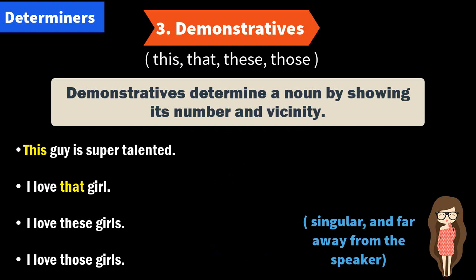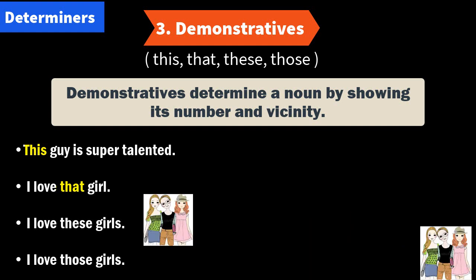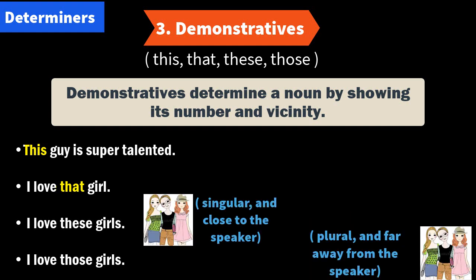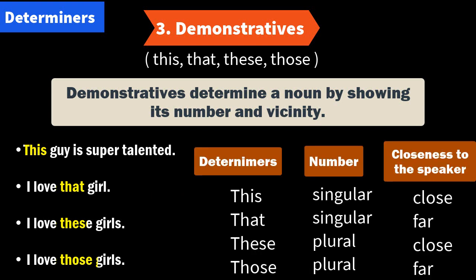One in number, but quite far away from the speaker, that girl. So this and that are working as determiners, right? I can say I love these girls, I love those girls, right? So this indicates a noun which is close to the speaker and one in number. That indicates a noun which is one in number and quite far away from the speaker.